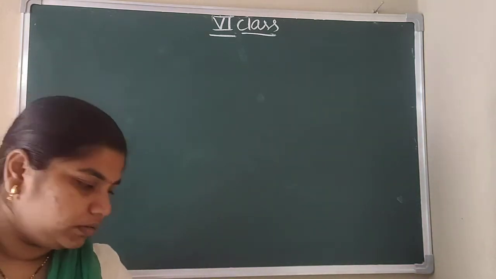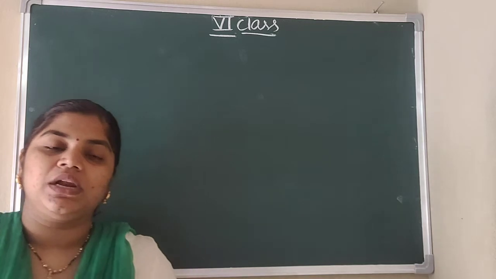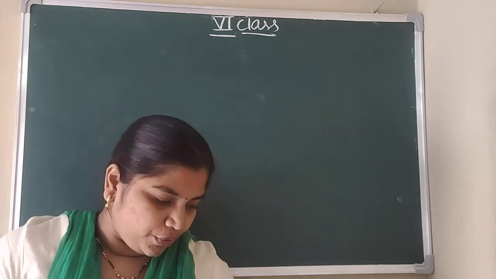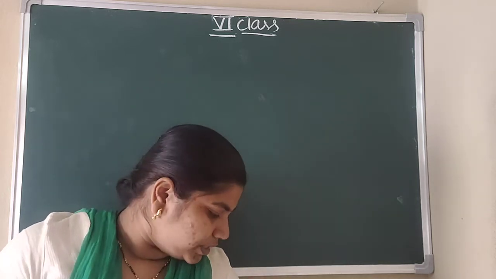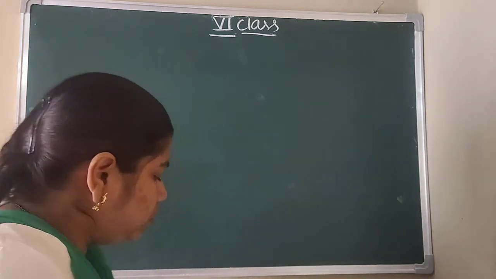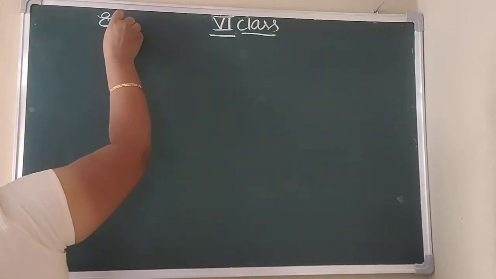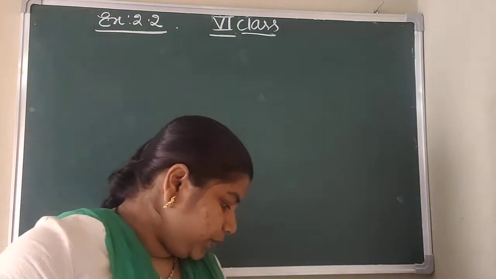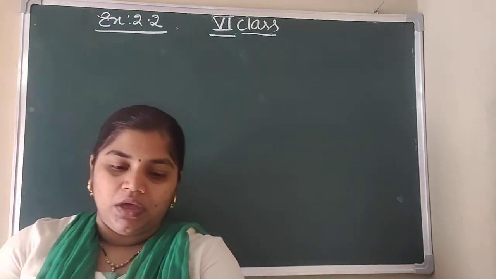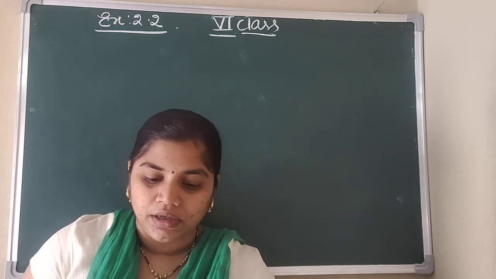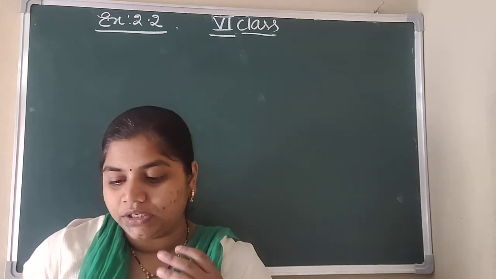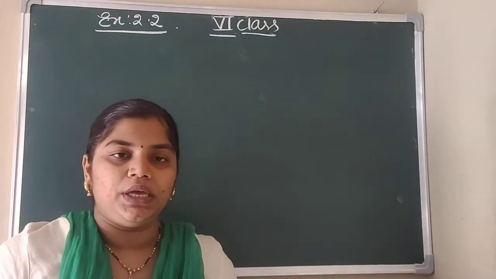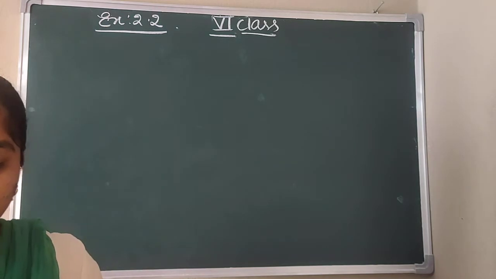Good morning everyone. In the last class I explained properties of whole numbers. Based on that, we are going to start our next exercise, exercise number 2.2. The first bit is: give the result without actually performing the operations, using the given information. Without performing any operations, we have to do the solution.